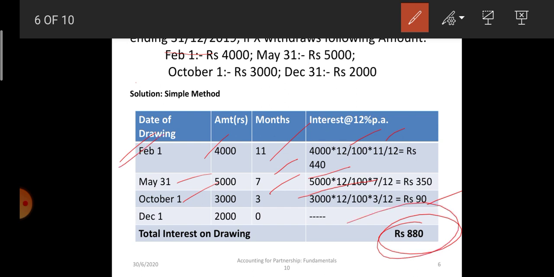Again, from 1st Feb to 31st December, 11 months. 31st May to 31st December, 7 months. From 1st October to 31st December, it is 3 months. And the last is 31st December, so make a correction here, it is 0 months. Anything multiplied by 0 will be 0. So no interest for the last drawing. So total interest on drawing will be 880 rupees.